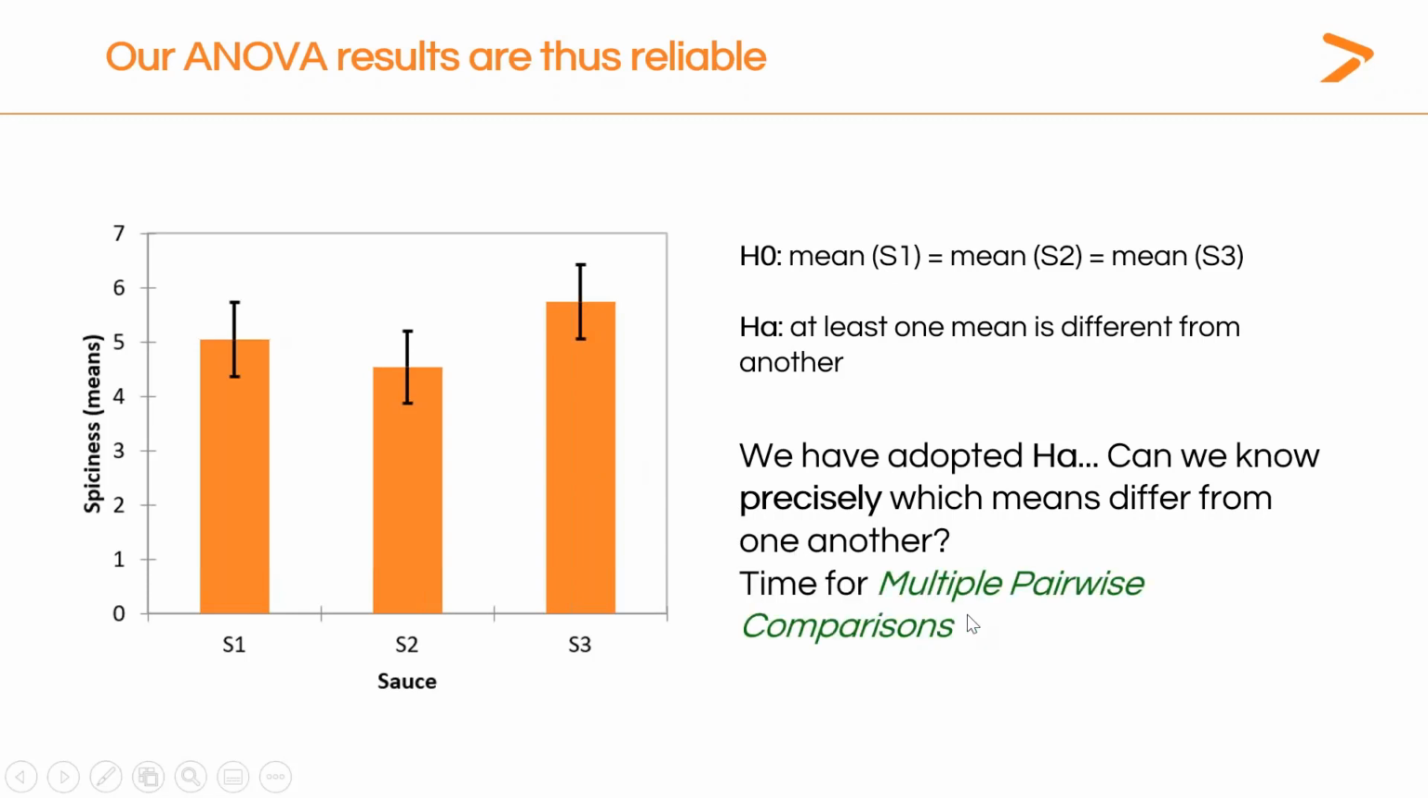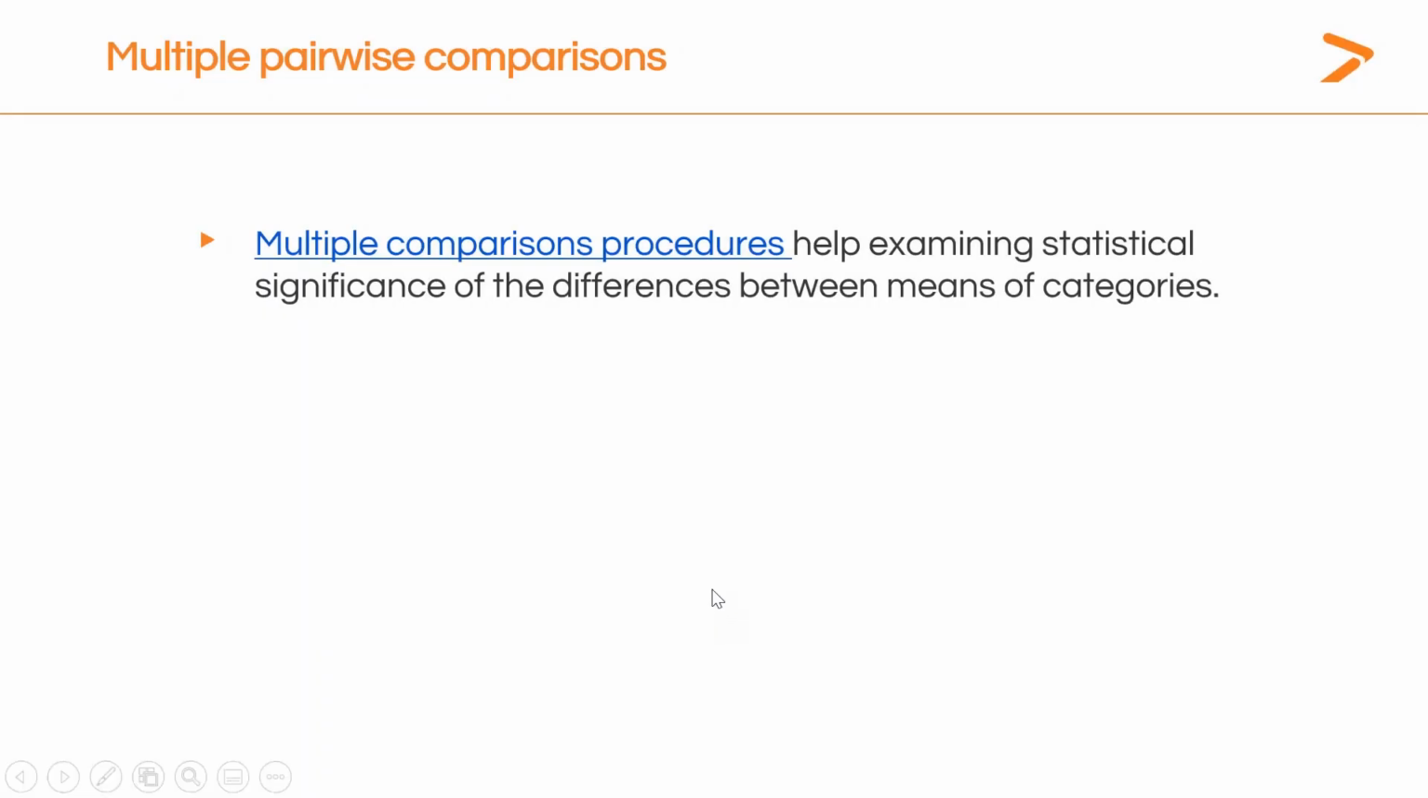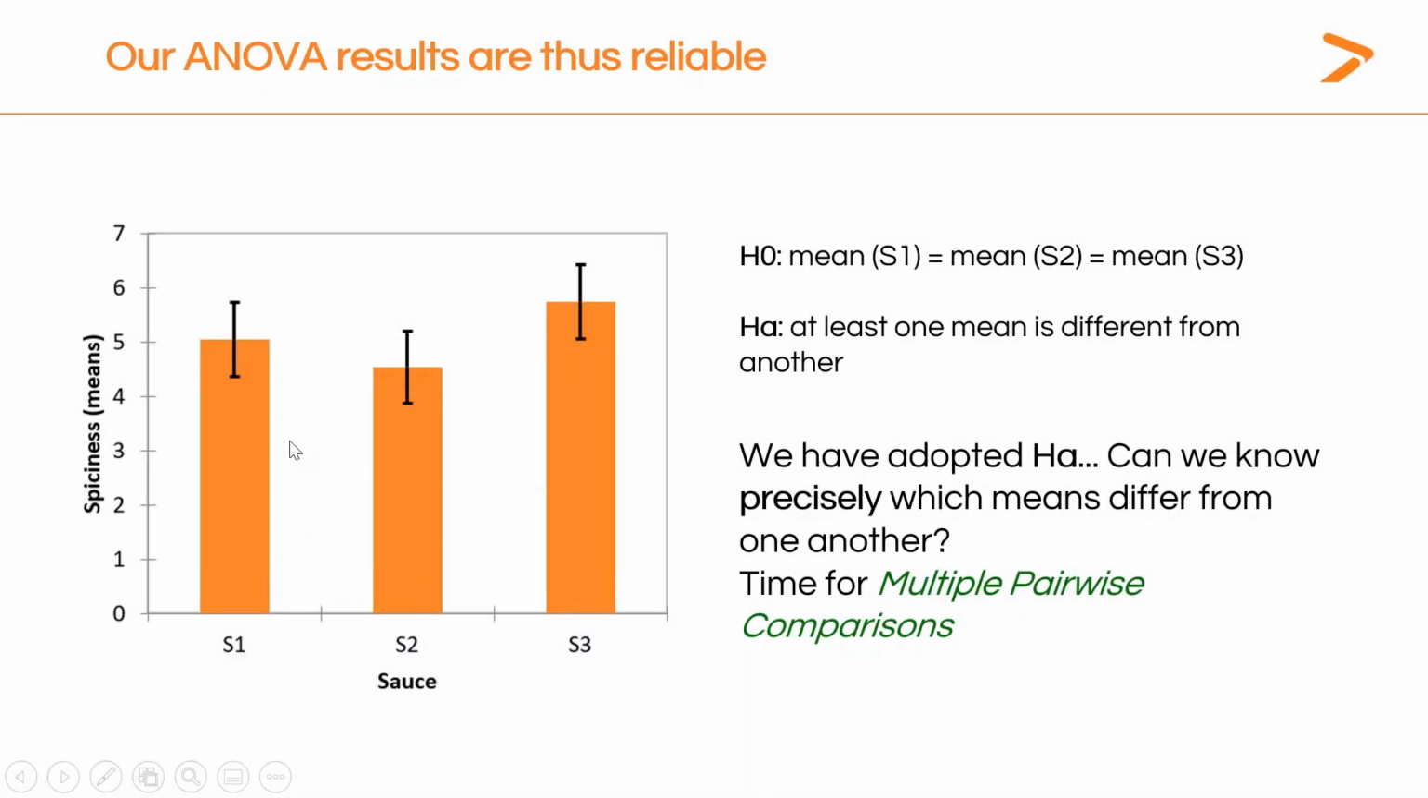For this, we'll use multiple pairwise comparison procedures. So multiple comparison procedures help examine the statistical significance of the differences between means of categories. These kinds of procedures will help us, for instance, test all the pairwise differences. We'll test the difference between S1 and S2, between S1 and S3, and S2 and S3. So in this case, we'll run 3 additional tests.